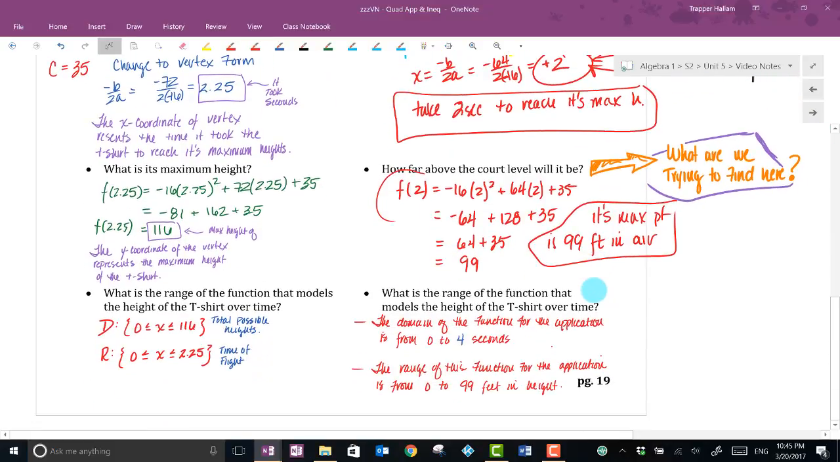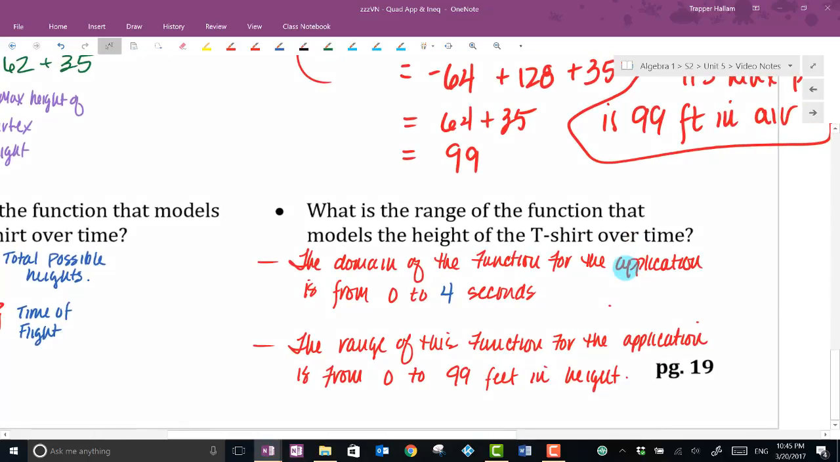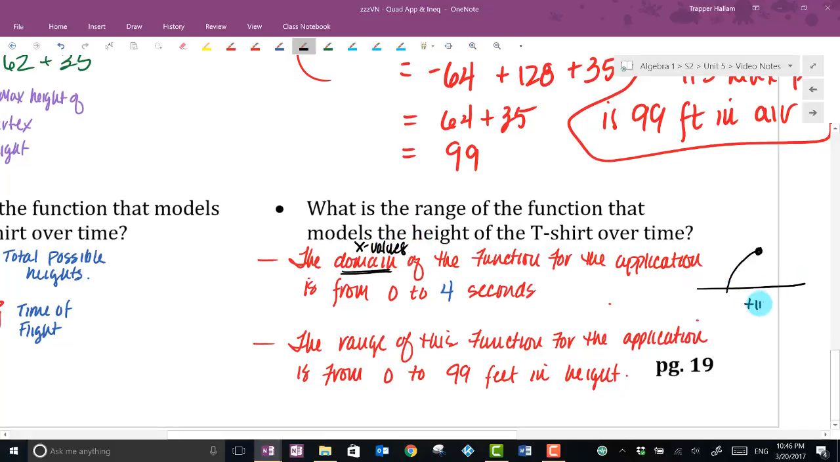So one last question though before we're done here. It says, what is the range of the function that models the height of the t-shirt over time? Well, let's think about that. So let's do a little sketch here. We know that we found up to the vertex, but let's ask ourselves, what is domain? Well, domain is our x values. And if domains are x values, then we're really talking about time.